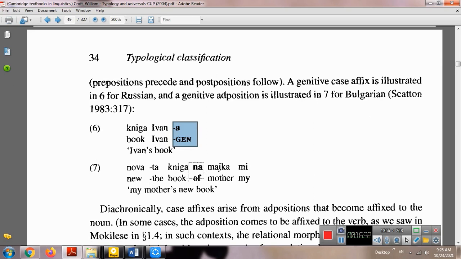And here we have a free relational morpheme, which is an adposition. We show that through na. My mother's new book.